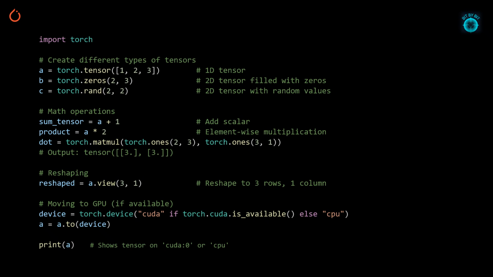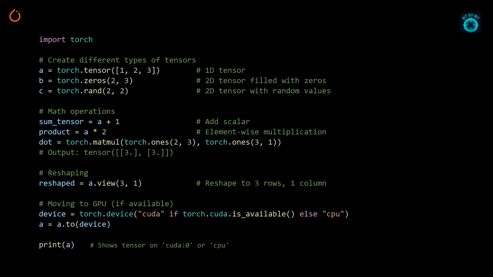We create a one-dimensional tensor using torch.tensor, a two-dimensional tensor of zeros using torch.zeros, and a random 2x2 tensor with torch.rand. Next, we perform some mathematical operations. We add 1 to every element in tensor A. We also multiply each element by 2. For matrix multiplication, we use torch.matmul on two compatible tensors.